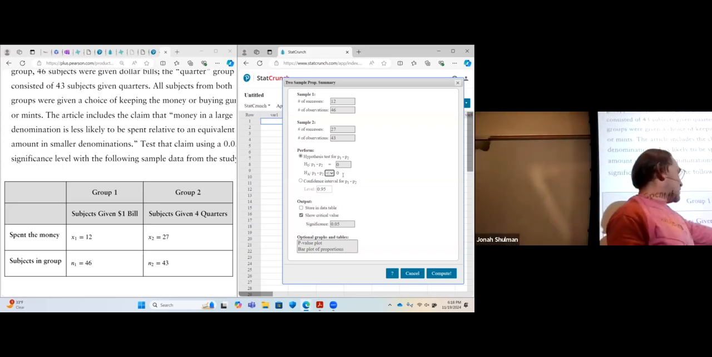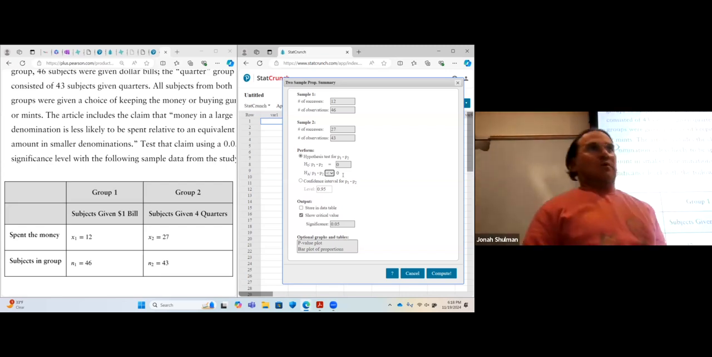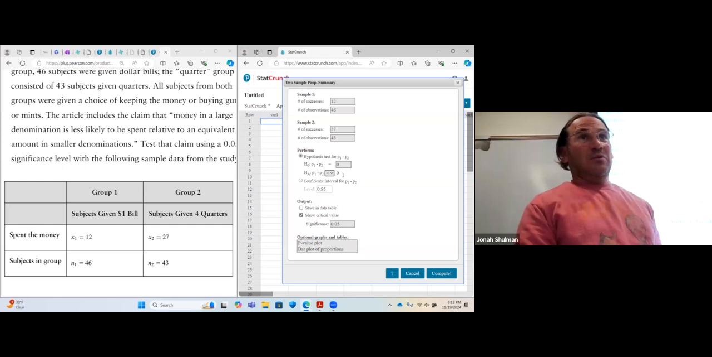First hard part is picking the right idea, right? We're talking percentages. We have to use the proportion stats. Second hardest part is, do they want a confidence interval or are they testing the claim for a hypothesis? This is what they're testing, so we need this. We also have to figure out what this is. If they didn't have a claim and they said it would just be different, this would be not equal and it would be two-tailed. But our claim is that these people are going to spend more of their money because they have smaller bills. All right, any question about how I set that up?